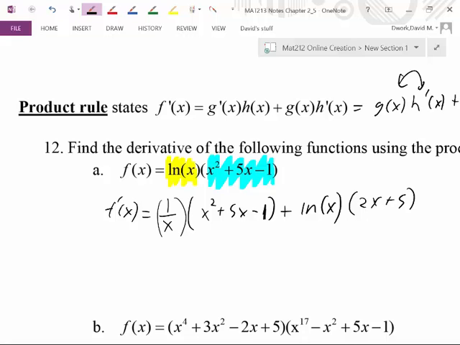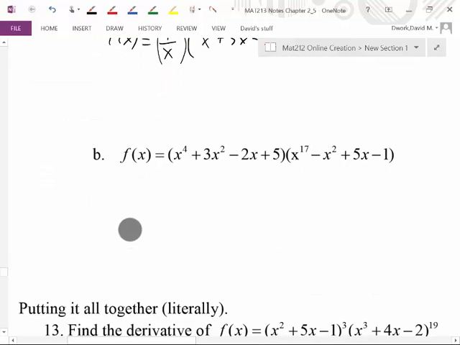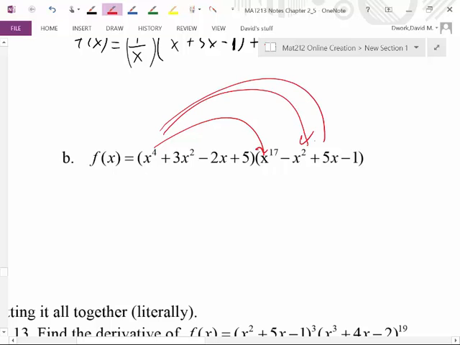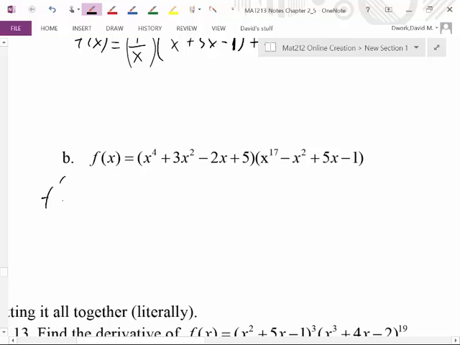Let's take a look at 12b. Okay, so now this one's a little bit bigger. And somebody might say to you, well, do we even have to use this? Couldn't we just distribute this through? Absolutely. You could just distribute it through. You enjoy doing that while we use the chain rule or use the product rule and not waste a half hour multiplying all this stuff through. All right, so pause the video if you want to try it on your own. All right, here we go.